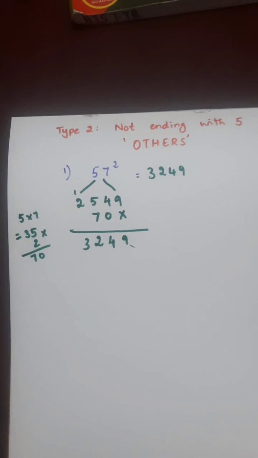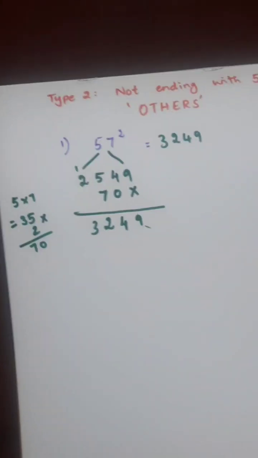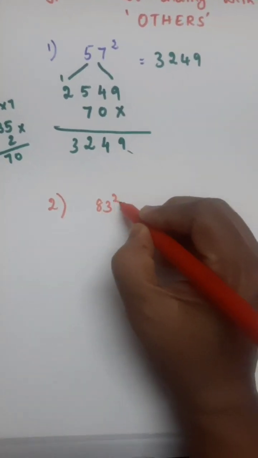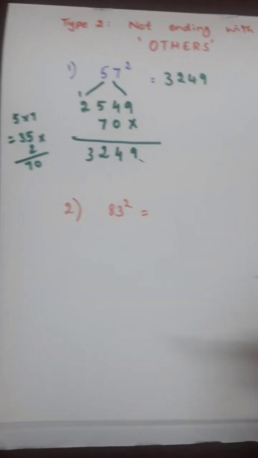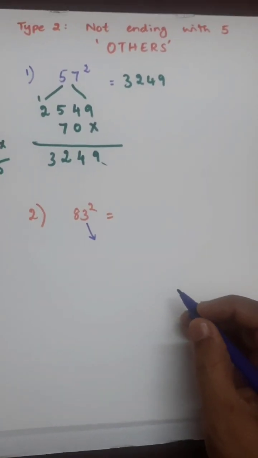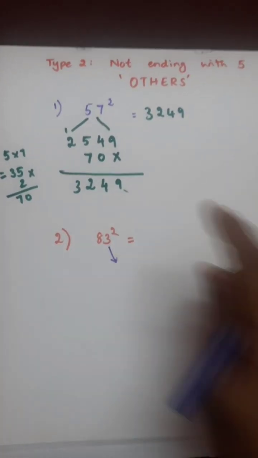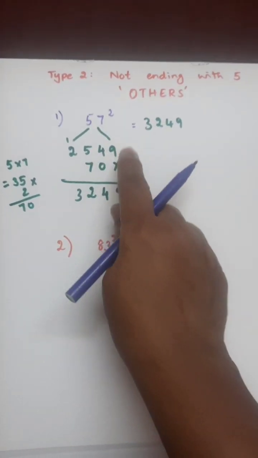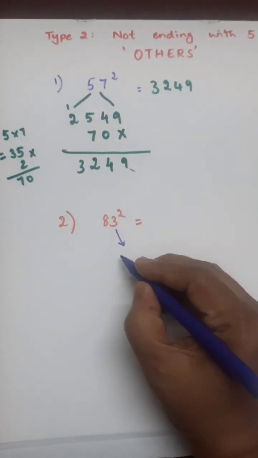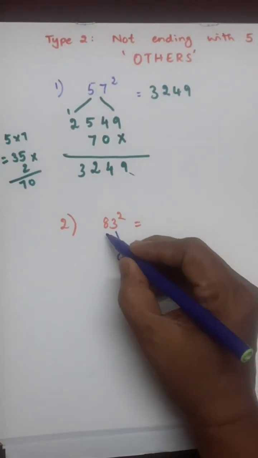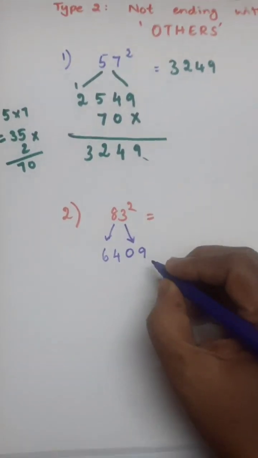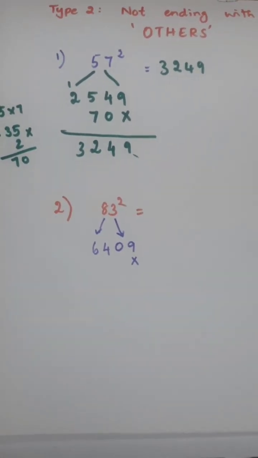I'll give you one more example also. The second example is 83 square. Again the same thing, 3 square I have to find out. 3 square is 9, but here we write it in 2 digits, just as 7 square is 49, 2 digits. Same way here also we have to write it in 2 digits. 3 square is 09. And 8 square is 64. So 6409. Below 9 we will not write anything, so I will put a cross mark.